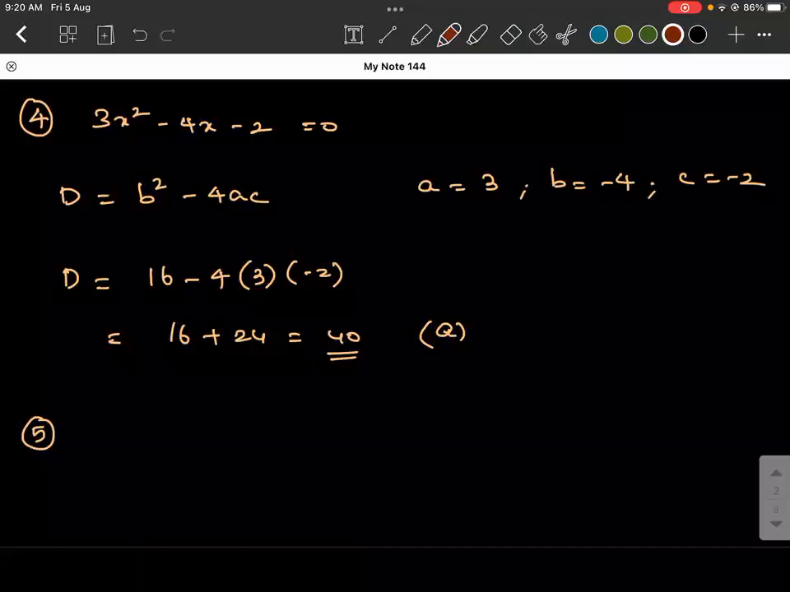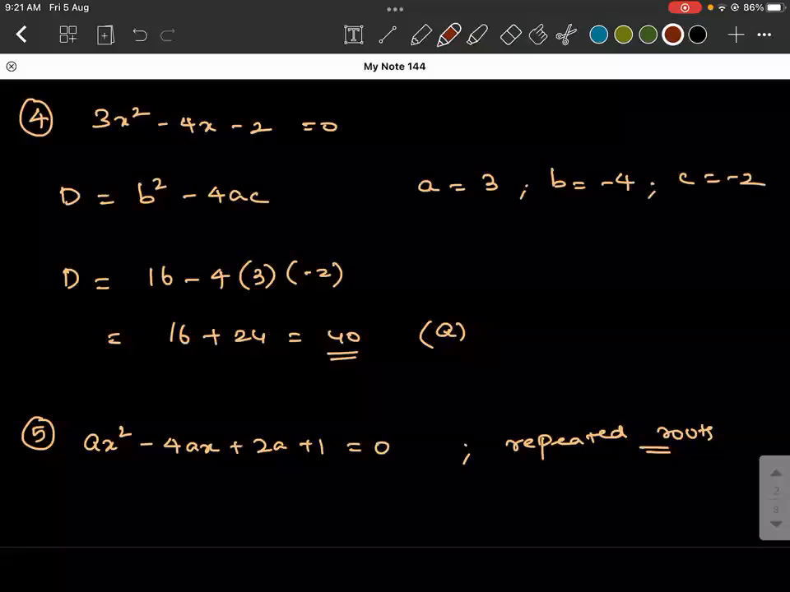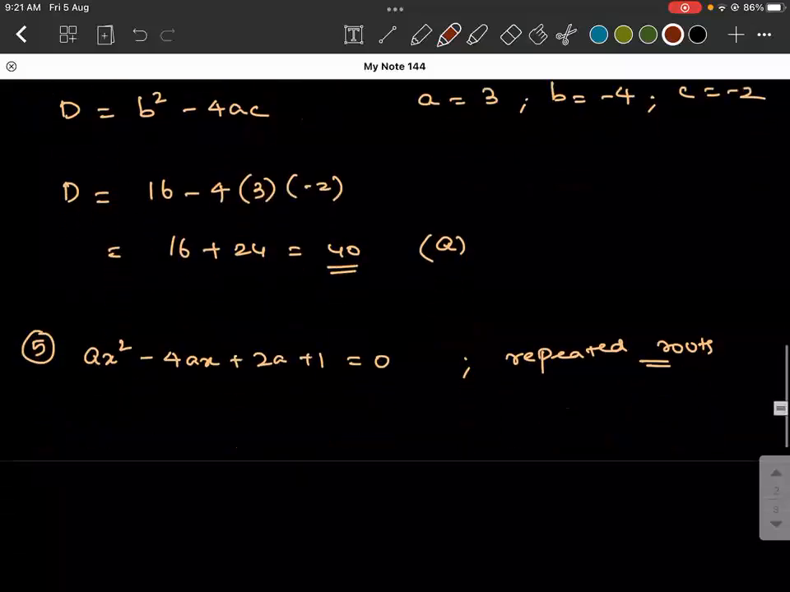So the quadratic equation ax square minus 4ax plus 2a plus 1 is equal to 0 has repeated roots. So what do you mean by repeated roots here? That's right. So when will the repeated roots exist? When the discriminant is equal to 0.